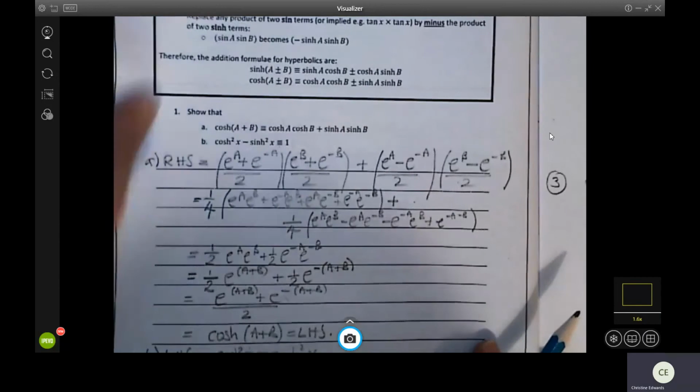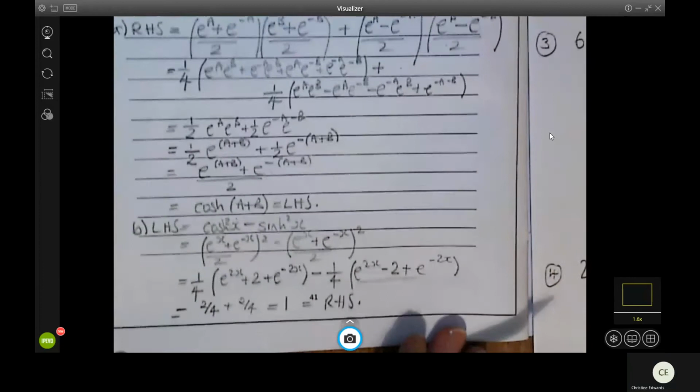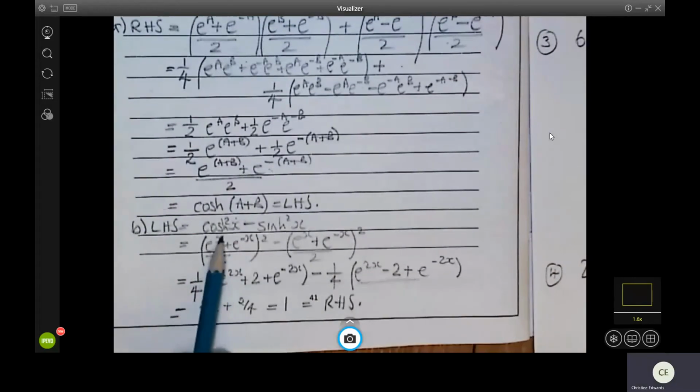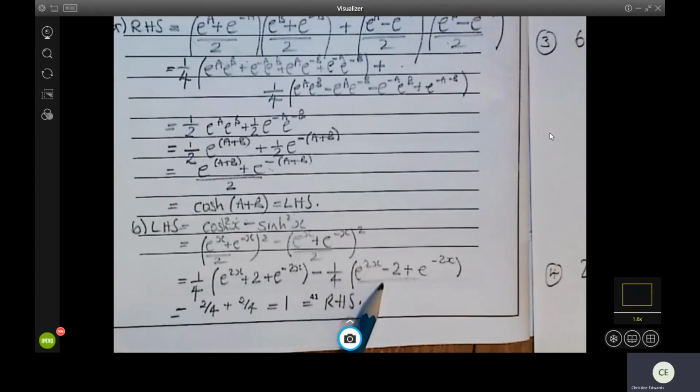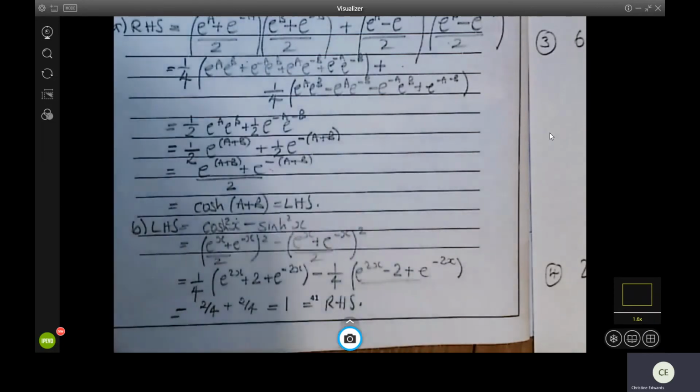Part B. Again, I replace hyperbolic cos and sine with their exponential versions. I expand the brackets and simplify. Here, all the exponential terms cancel, leaving me with the two constants, which sum to give me 1, which is my right-hand side. So question 1 has used the exponential definitions of the hyperbolics to prove the hyperbolic identities.